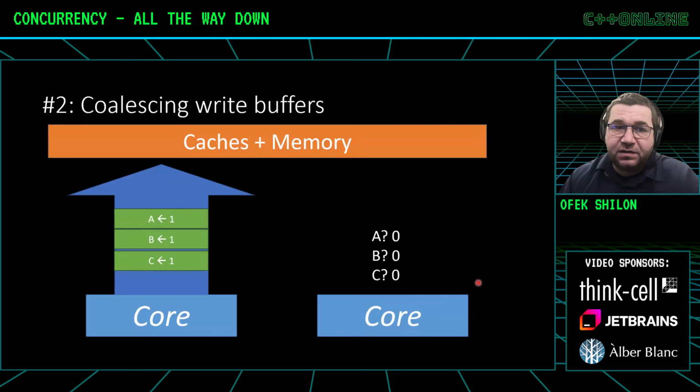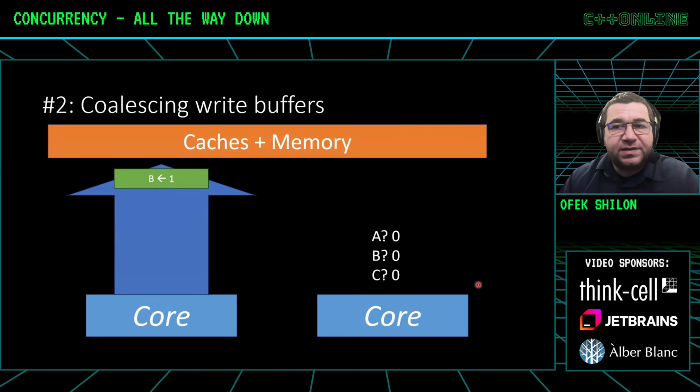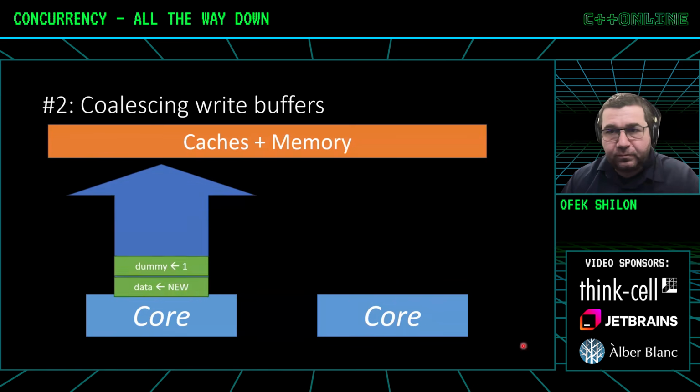More fun starts if A and C are in the same cache line. The coalescing write buffer coalesces them. Now, after the coalesced write got to memory, a different core sees the writes to A and C, but not B. So here, the two cores don't even agree on the order of the writes.